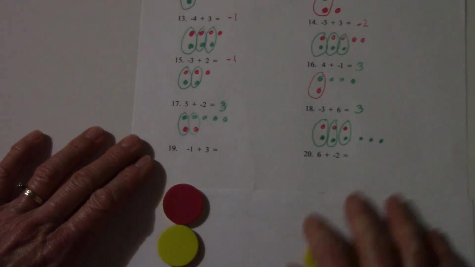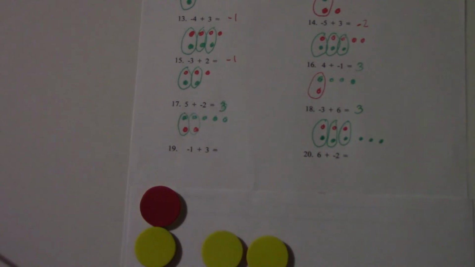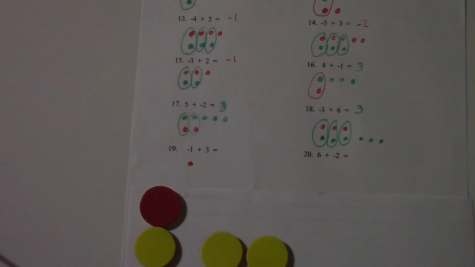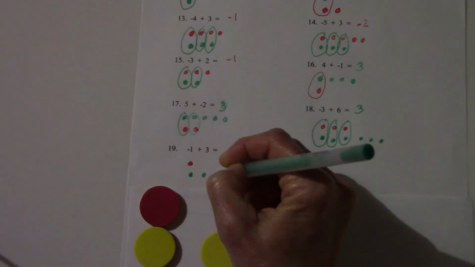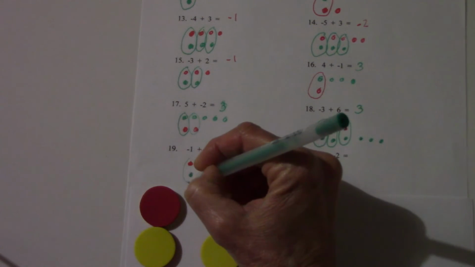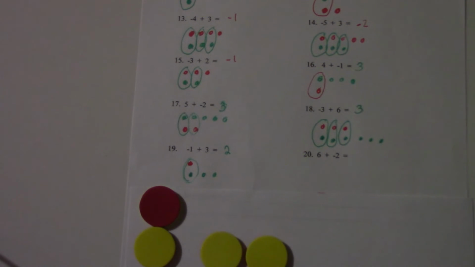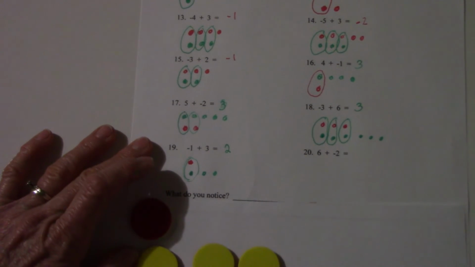Okay, the next problem, we have a negative 1 and a positive 3. So we see we have 1 0 pair. So when I do that, I have a negative 1, and then I have 3 positives, and my answer is a positive 2. So let's see, what are we noticing for a pattern? Oh, I have one more question before we go to answer that.